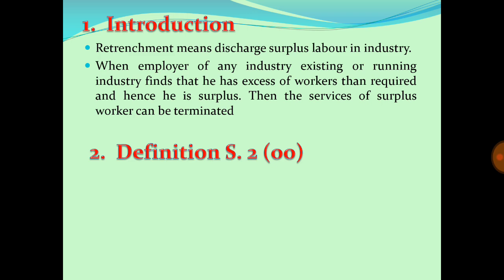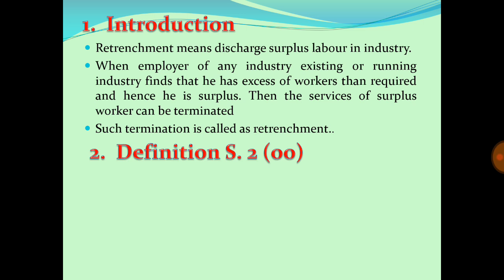Then the employer has a right to terminate the service of such excess workers, and this is called retrenchment. So when the workers are more than the actual requirement, the extra workers can be called surplus workers and their services can be terminated, and this termination comes under retrenchment. This is not suspension, this is not dismissal, but this is retrenchment.